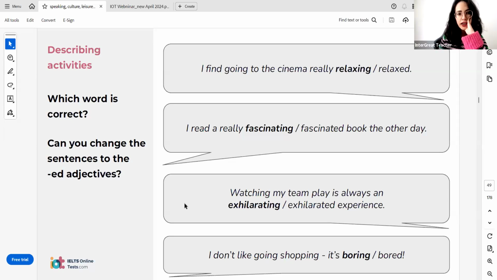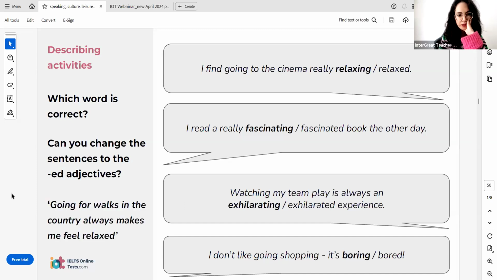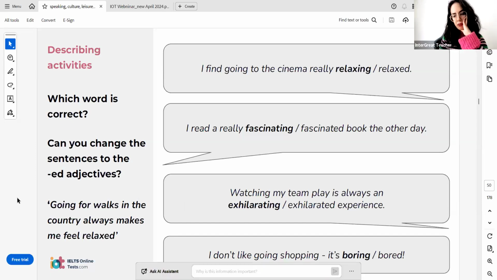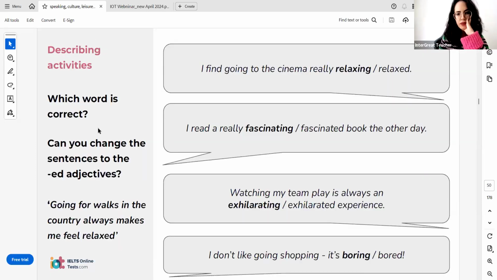For example, very good, the movie made me bored. I feel relaxed when I go to the movies. I am relaxed. Exactly. Or I can say going for walks in the country always makes me feel relaxed. Okay. How about the book? Can we change it?